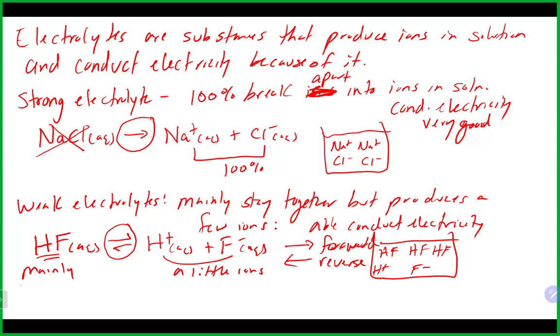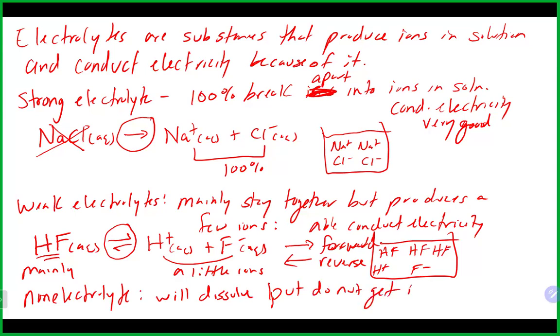The last type of electrolyte is a non-electrolyte, and a non-electrolyte will dissolve in water, for example, but you do not get ions. So even though it dissolves, you don't produce ions. A common example that you're familiar with is sugar. If you took some solid sugar, you could dissolve it in water, and you would get sugar dissolved in the water.